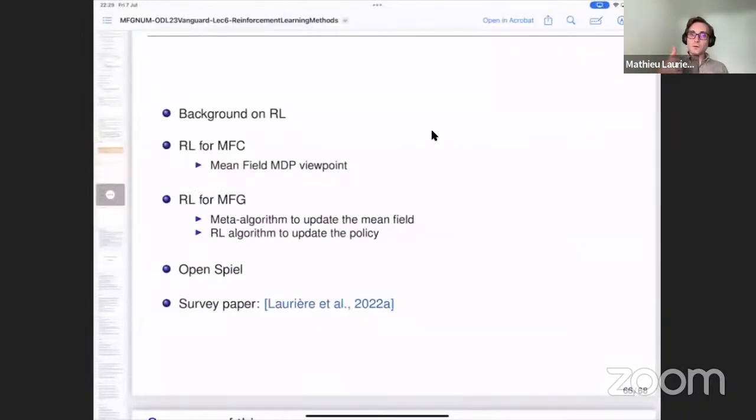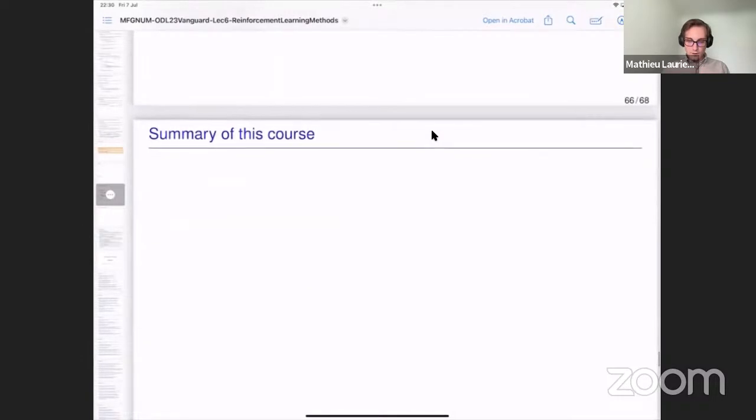So what we did today: background and reinforcement learning. Reinforcement learning for MFC, basically rephrasing this as a mean field MDP, and then adapting reinforcement learning to this strange, or peculiar, MDP. Whereas for mean field games, you need to design the meta algorithm, like fictitious play, for example, and inside you plug a reinforcement learning algorithm: tabular Q-learning, DQN, SAC, DDPG, whatever you like. For OpenSpiel, there is a survey which is going to be updated soon. If you have comments or questions, that would be great.